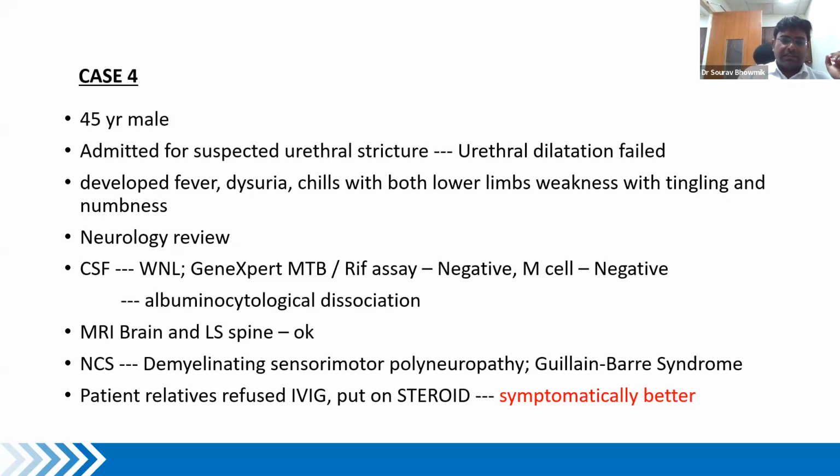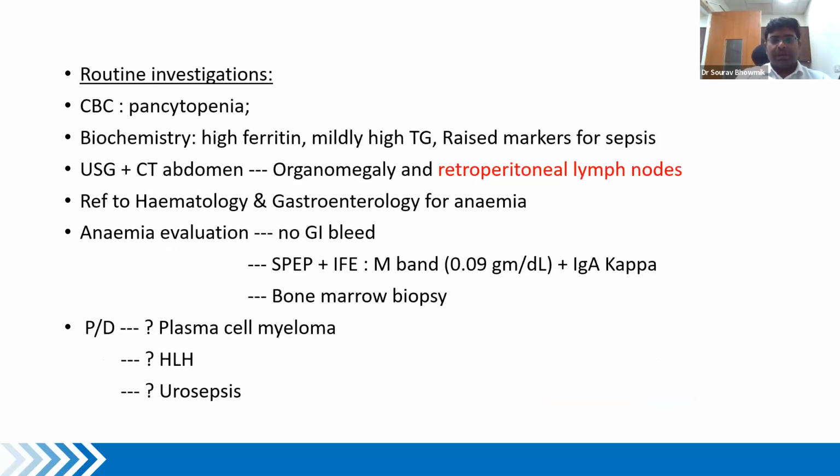The neurologist checked the patient and advised a CSF study, but the cytology was within normal range and no malignant cell was there. GeneXpert for MTB and AFB was also sent, but that came out negative. But one finding was the presence of albuminocytological dissociation, and MRI brain and LS spine were okay with no findings. In the nerve conduction study, they found this is a case of demyelinating sensorimotor polyneuropathy or GB syndrome. The neurologist advised IVIG, but the patient's relatives refused, so the patient was put on steroid, and got symptomatically better.